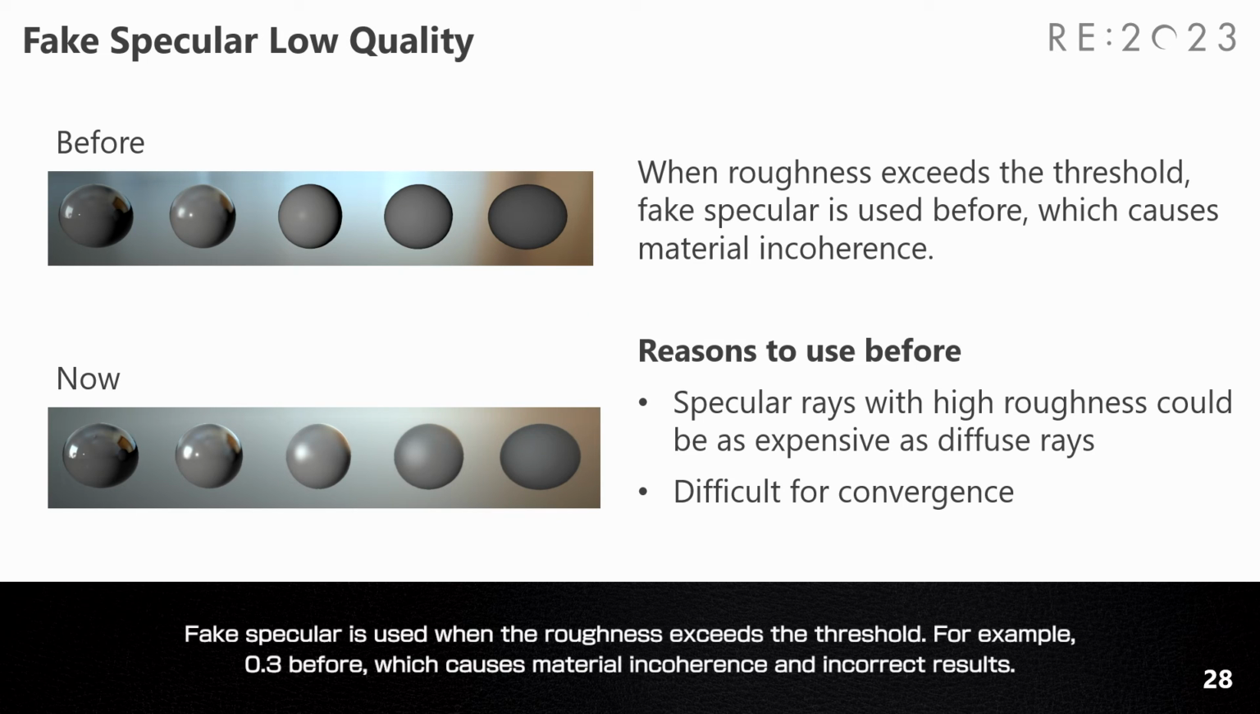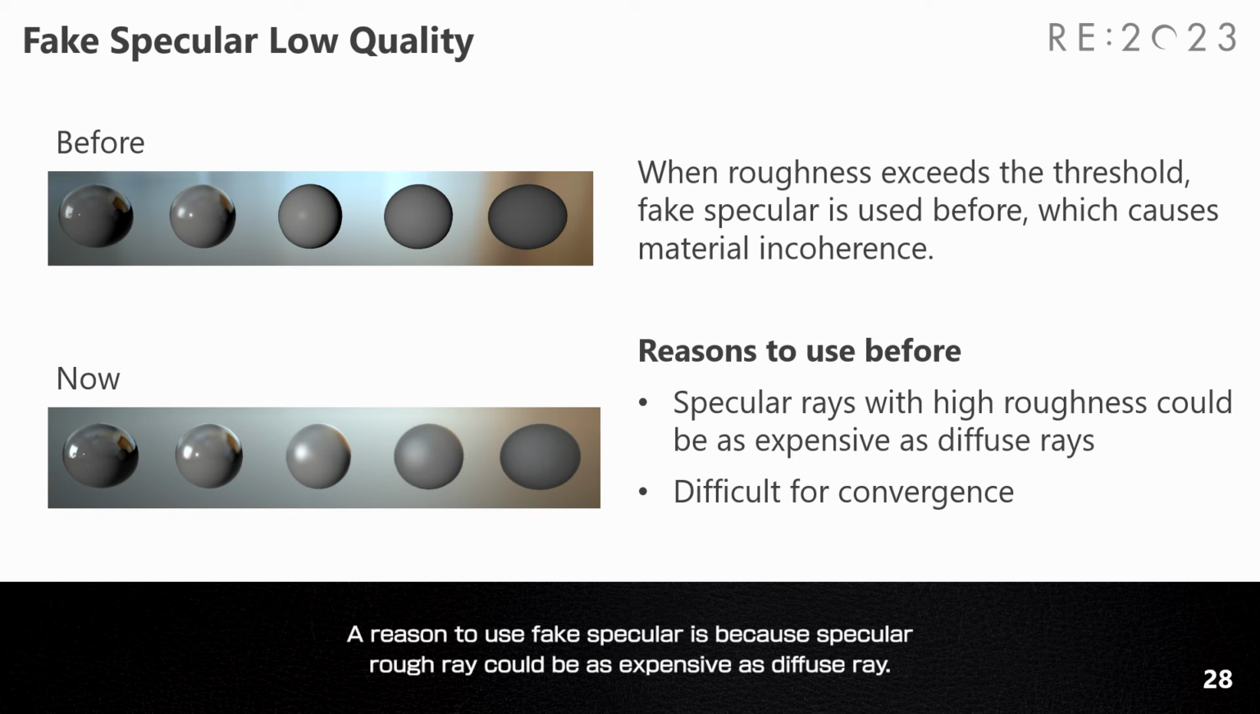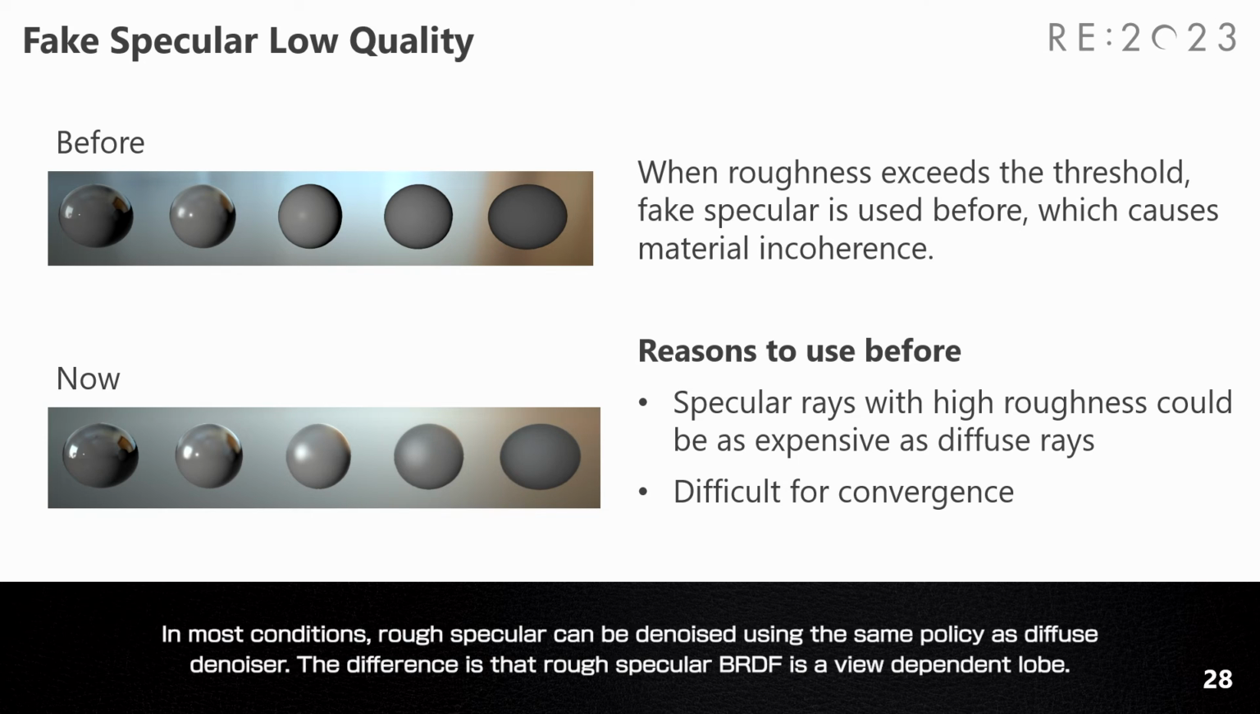Fake specular is used when the roughness exceeds a threshold, for example 0.3 before, which causes material incoherence and incorrect results. A reason to use fake specular is that a specular rough ray could be as expensive as a diffuse ray. In most conditions, rough specular can be denoised using the same policy as the diffuse denoiser.